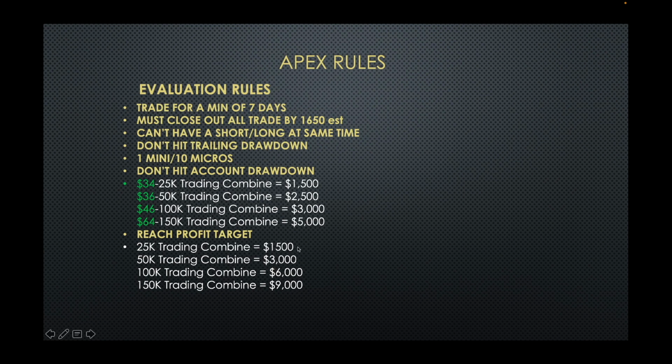And you'll see here, like for example, 25K, it's basically 100% of your drawdown. You need to make $1,500. So it's exactly the same. They give you $1,500 drawdown. You need to make $1,500 to pass that account. Goes to 50K. You have $2,500 worth of money to play with the drawdown. You have to hit 3,000. As you can see, pretty damn close. There's only a $500 difference.